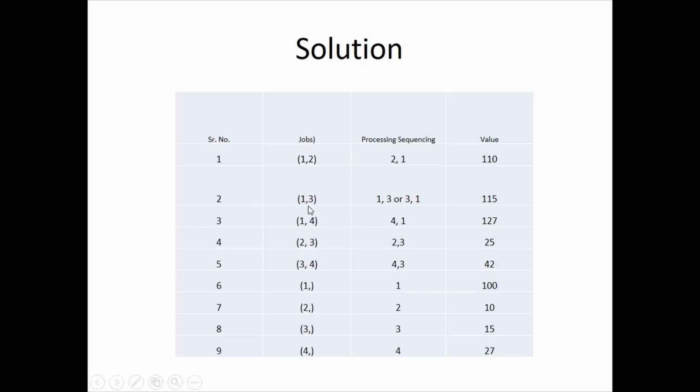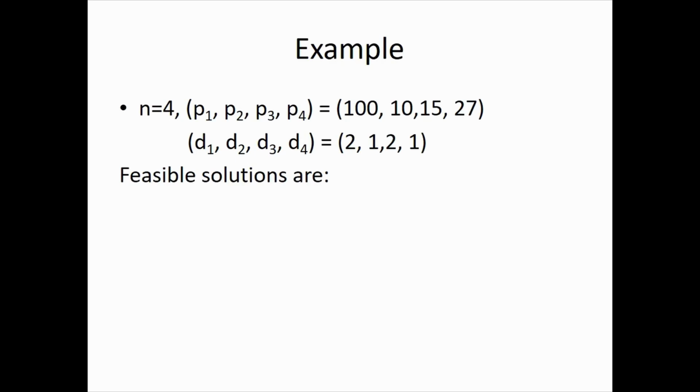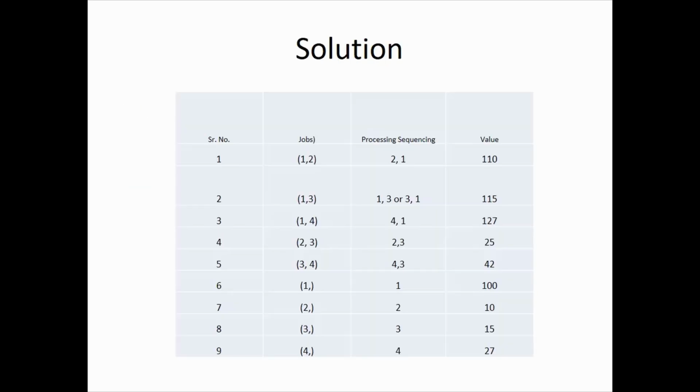Let's see jobs 1 and 3. If we select jobs 1 and 3, the deadlines for jobs 1 and 3 are 2 and 2. So there is no conflict about whether to take the first job first or the third job first. That's why we have both ways. Sequence 1 and 3 can be there, sequence 3 and 1 can be there. In any case, the profit will be 115.